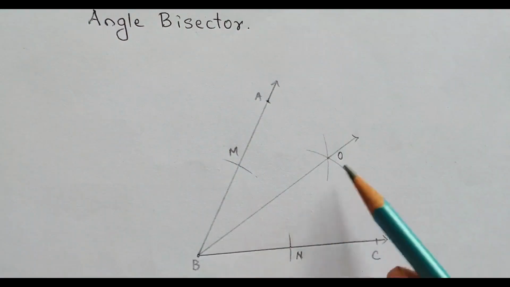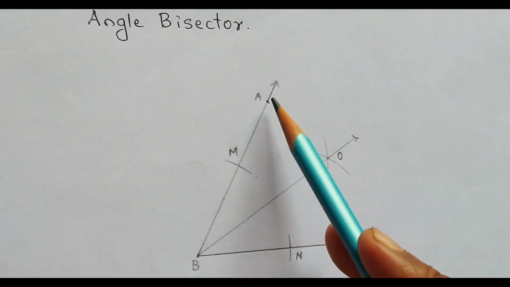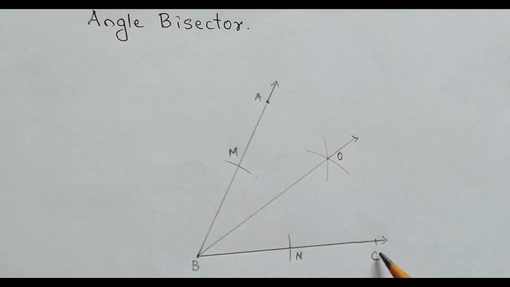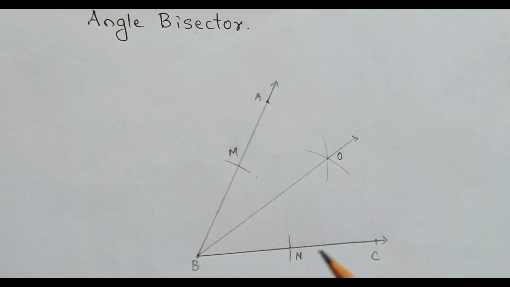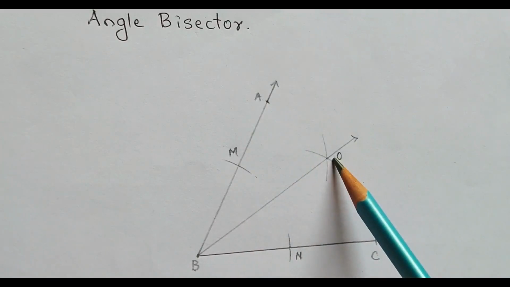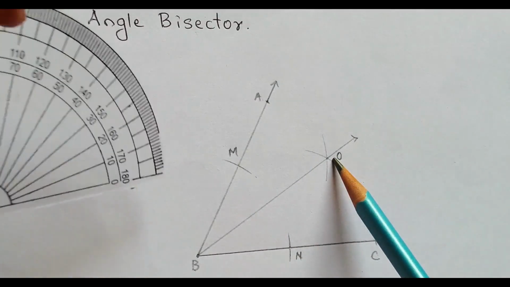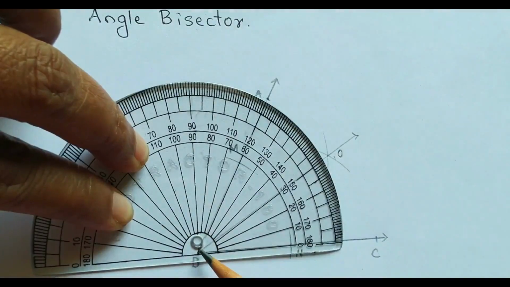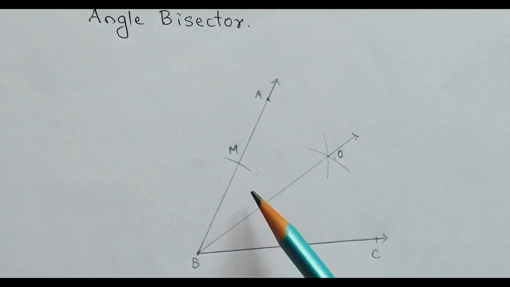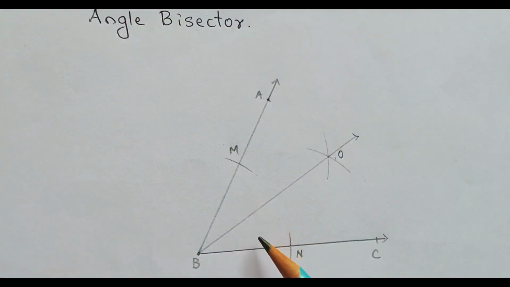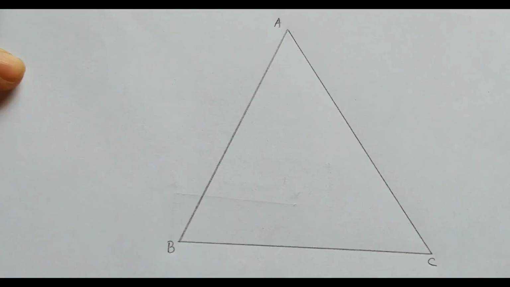Now ray BO divides angle ABC into two angles of equal measure, angle ABO and angle CBO. You can verify this using the protractor. See, ray BO is at 30 degrees. That means each of these angles is 30 degrees. Now let's draw the angle bisectors of all the three angles of a triangle.